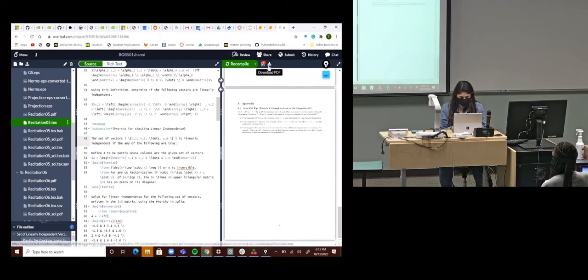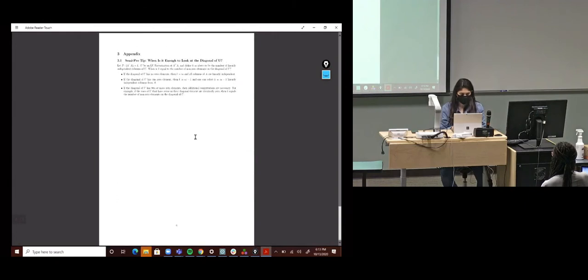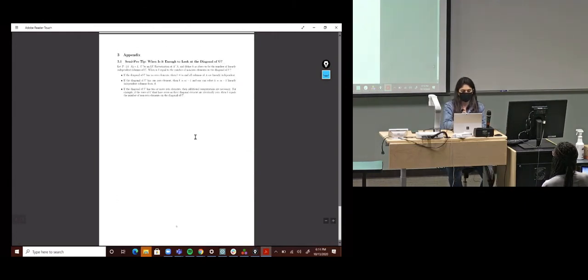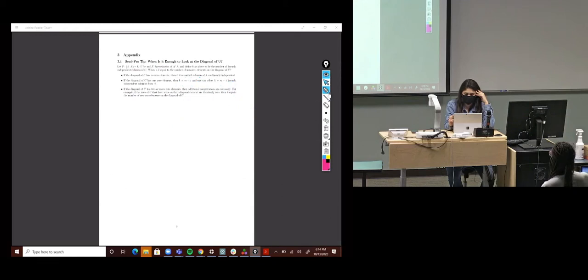Let me enlarge this. This is a semi-protip. What does it do? It counts the number of linearly independent columns given a matrix A. This is in our book, and we're wanting to count it.